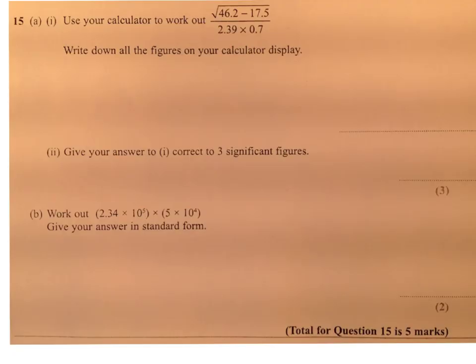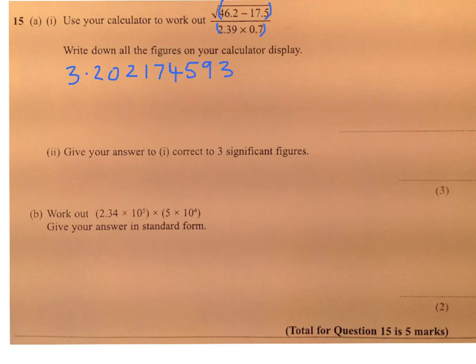The key to getting question 15a correct, the first part, is if your calculator doesn't allow you to enter this calculation in this exact format, then make sure that you get brackets around the relevant bits here. So the 46.2 minus 17.5 needs to be done inside that square root, and then the whole of that needs to be divided by the whole of the denominator.